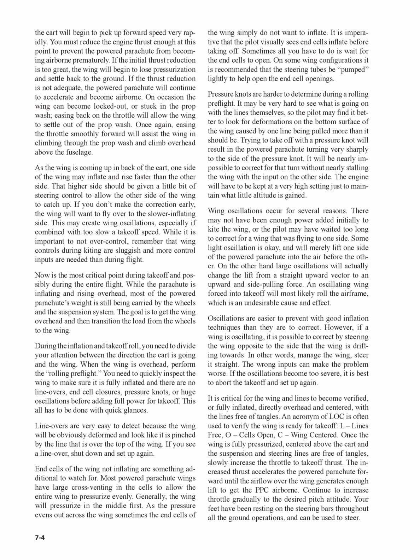It may be very hard to see what is going on with the lines themselves, so the pilot may find it better to look for deformations on the bottom surface of the wing caused by one line being pulled more than it should be. Trying to take off with a pressure knot will result in the powered parachute turning very sharply to the side of the pressure knot.